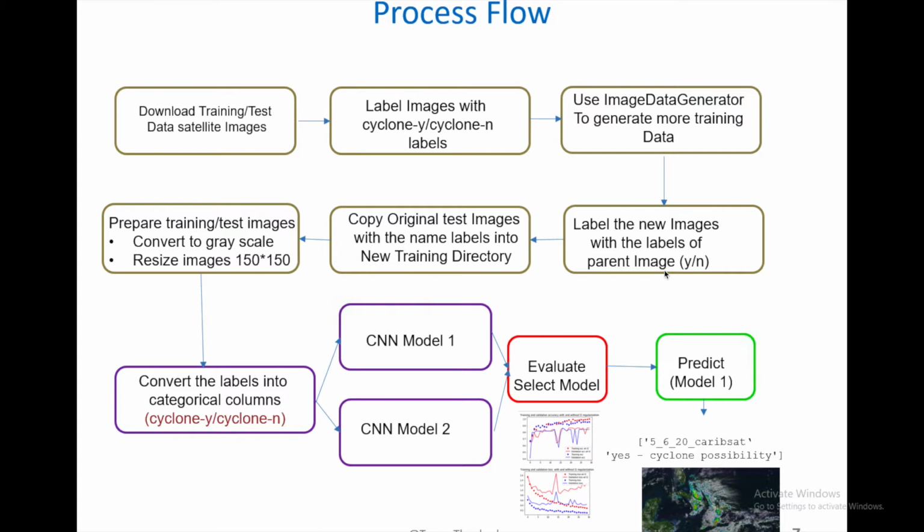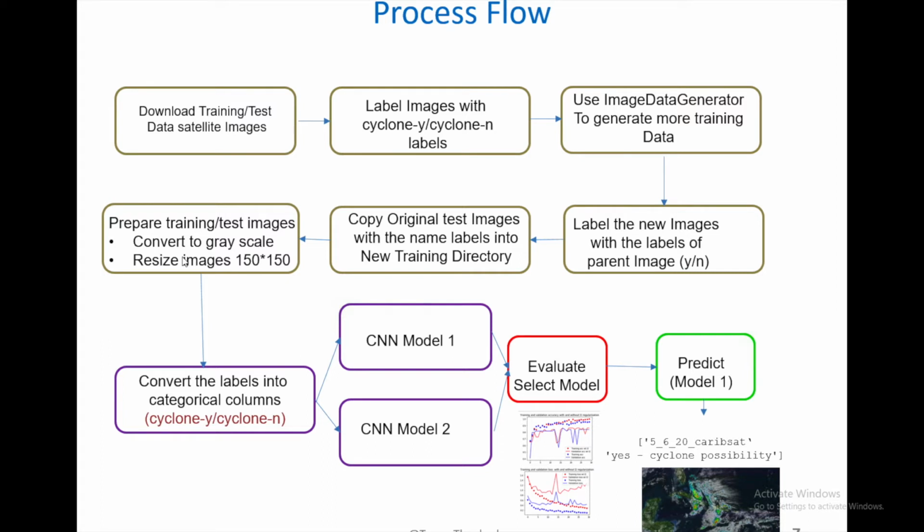So if the parent image was of a cyclone or a developing cyclone image which had an extension of cyclone Y or cyclone N, the newly generated images from the image data generator would also carry forward the suffix of cyclone Y or cyclone N along with its PNG or JPEG extension. Once these labels were moved into the new folder, the original test images that were used to create these new set of images were also moved into the new training directory.